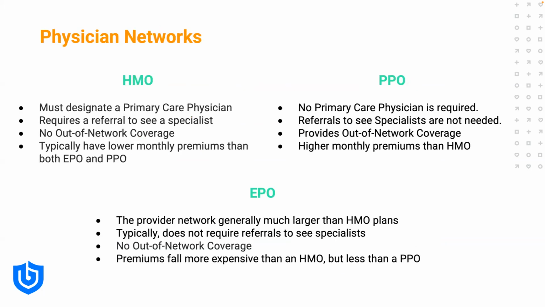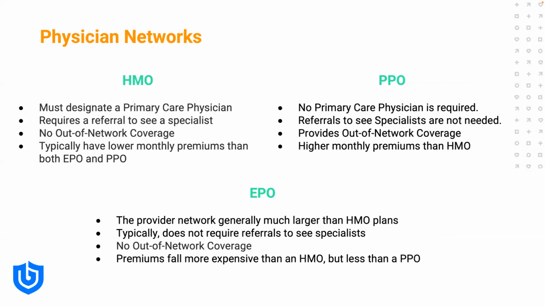All right, so let's talk physician networks real quick. Medical plans will typically be labeled as an HMO, PPO, or EPO plan, and these are referring to the type of physician networks the plan uses. Knowing the difference between the plans can help you assist groups to determine the ones that are right for their employees' healthcare needs and their budget.